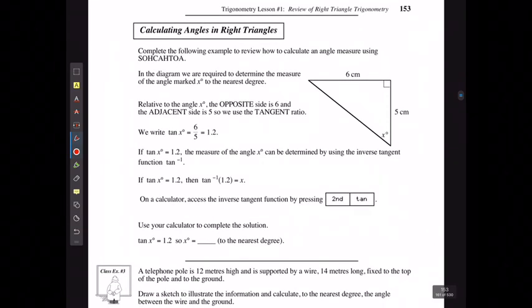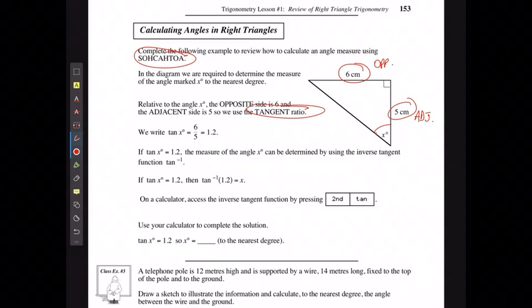If I'm calculating angles in right angle triangles, then we're going to use the SOH CAH TOA method in order to solve it. In the diagram, we're required to determine the measure of angle X from the opposite side length of 6 and the adjacent side length of 5. In this case, if this is the opposite and this is my adjacent, then the only trig ratio that has opposite and adjacent is going to be the tan ratio.